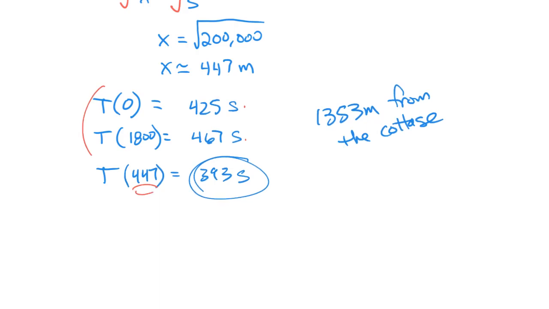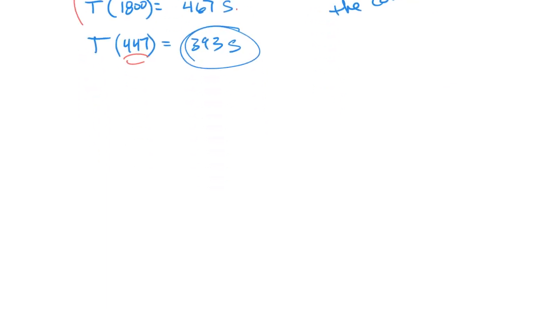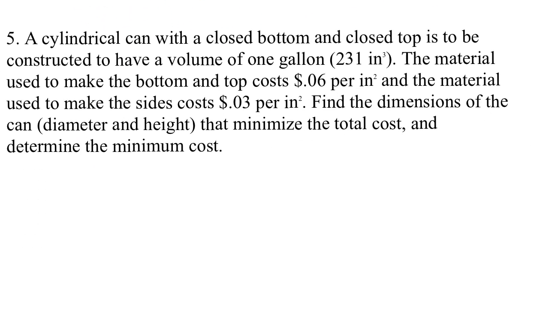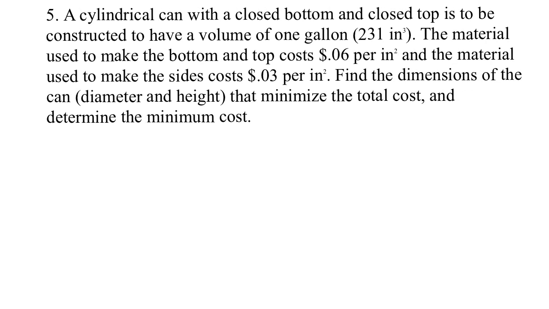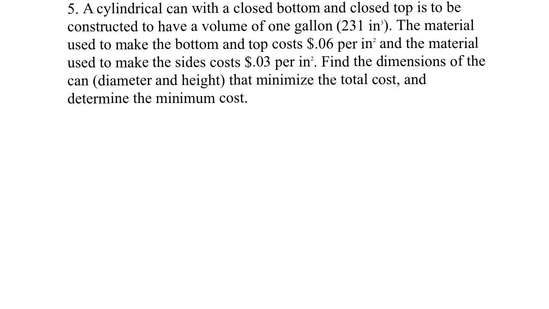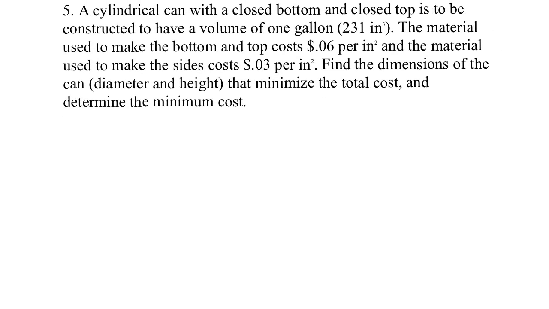So there's one more problem on our worksheet here, and then we'll do a couple of them. We'll probably finish this one on this video, and then we'll put a couple of them from the book that are good ones, and I'll probably make another video for those. So in this case, we've got the cylindrical can with a closed bottom and closed top. It's going to be constructed at a volume of 1 gallon, which is 231 cubic inches.